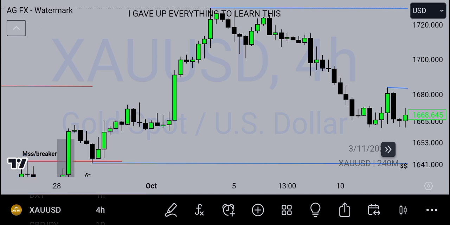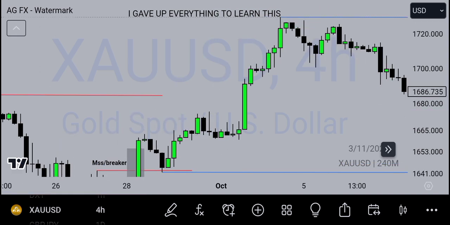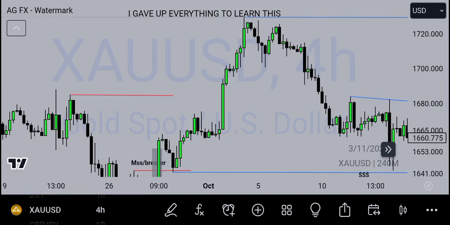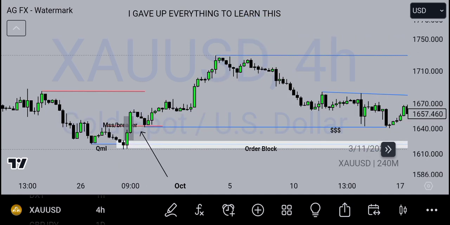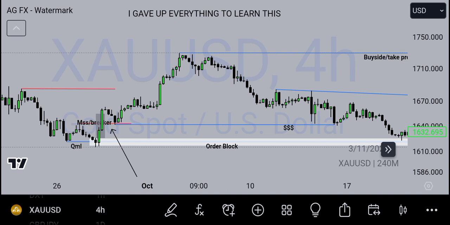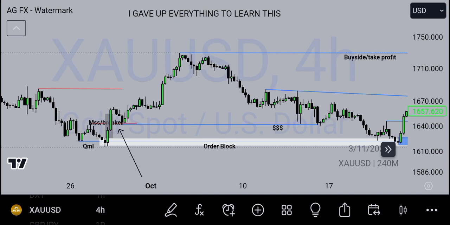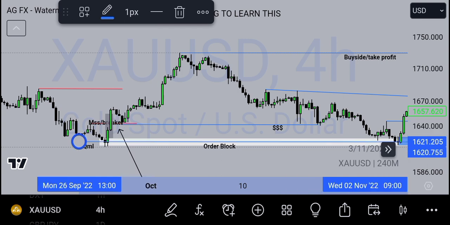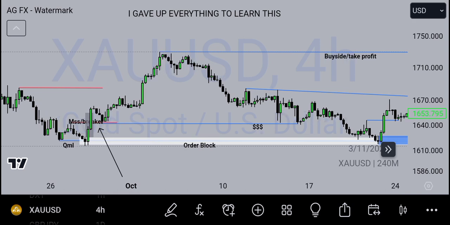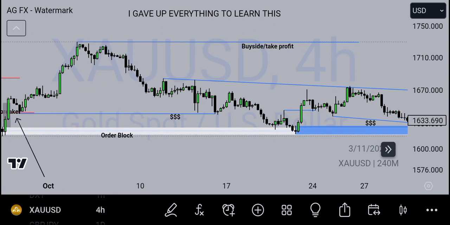Okay, after giving us that, it has to create what? Liquidity. Liquidity that's validating what? That's validating our point of entry, the Quasimodo level, or just our order block. This trend line that I've marked is our liquidity that's validating what? This order block, or just this Quasimodo level. See what I'm talking about? Check what the price was doing right here.